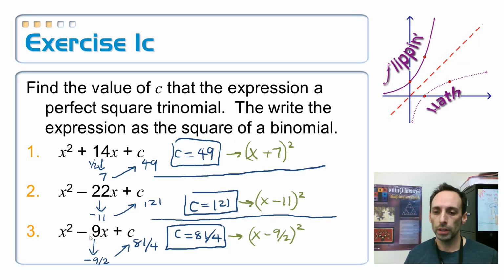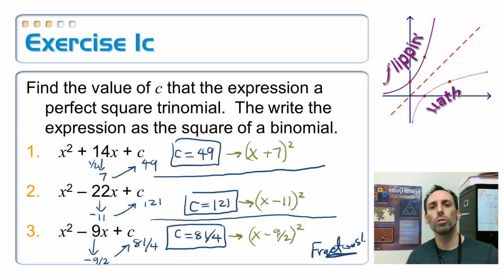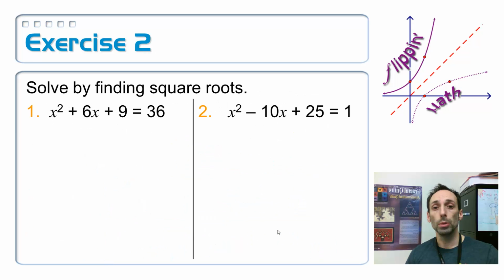And then finally, take half of the negative 9 halves, keep it as a fraction. Fractions. Keep them. Square that thing, you get 81 over 4, so that's your C. And then finally, x minus 9 halves squared is the square of your binomial. Alright, so haven't really solved the quadratic equation yet. Maybe we'll do that now.